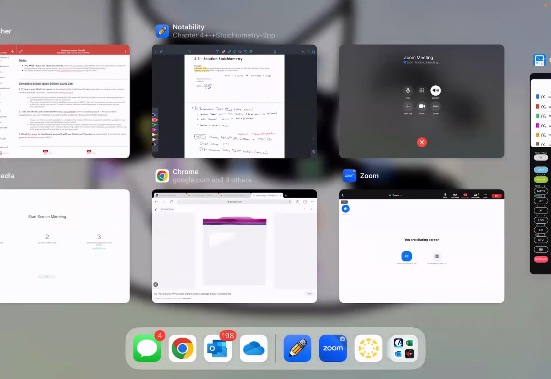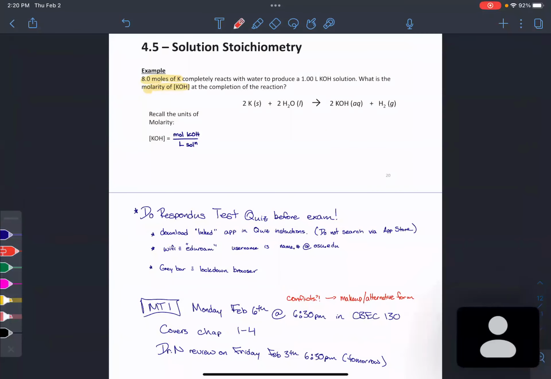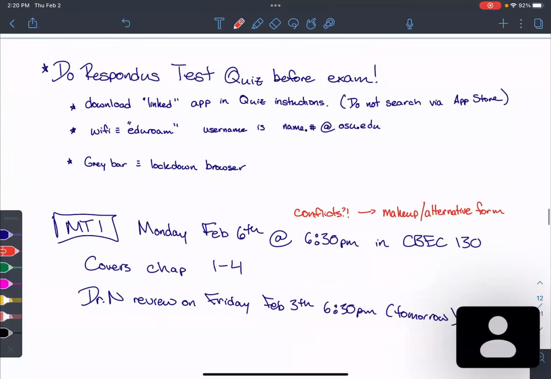Today's the last lecture before our midterm on Monday. So, a couple of announcements. Please do the Respondus test quiz before our Monday evening exam. Only about 10 of you have done it so far. It's linked in a bunch of places, and I think I even put a due date on it for like tomorrow. So I want you to look at it.